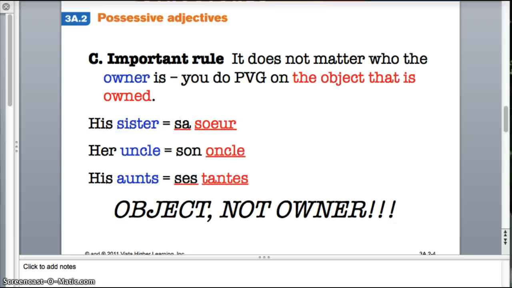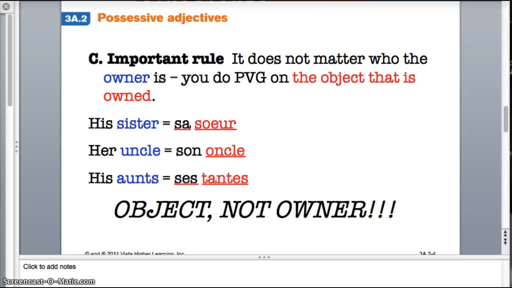An important rule in our mantra or motto for this particular note set is going to be object, not owner. It does not matter who the owner is. All of the owners are in blue on this slide. You do the PVG, plural vowel gender process, on the object that is owned, which is always going to be the second word in the pair.